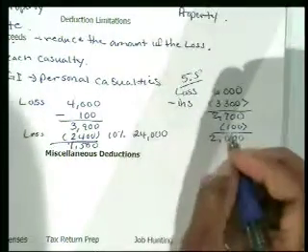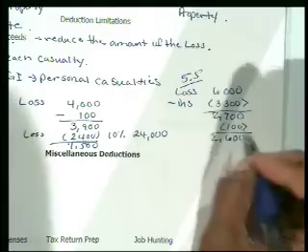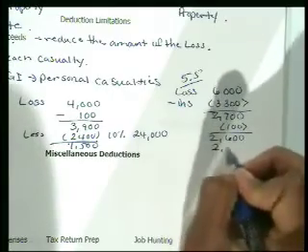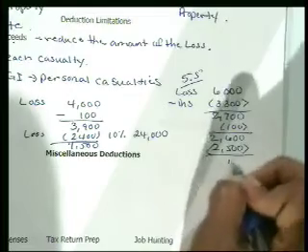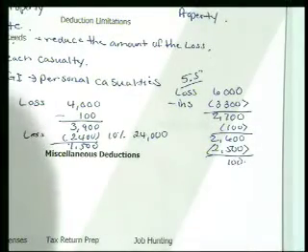And then her AGI was 25,000. 10% of that is 2,500. So in that instance, the deduction ends up being 100. The deduction loss ends up being 100.